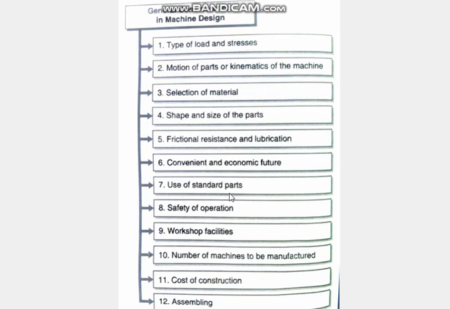And then next is use of standard parts. You see, use of standard parts is one of the important considerations in machine design. So many things are already available in the market. If you take one nut, a nut is available in different standard sizes. If you go to a hardware shop, you can get a nut of size 10, size 11, size 12. What are those numbers? Those are all the standard things.